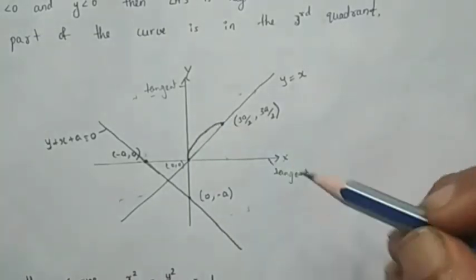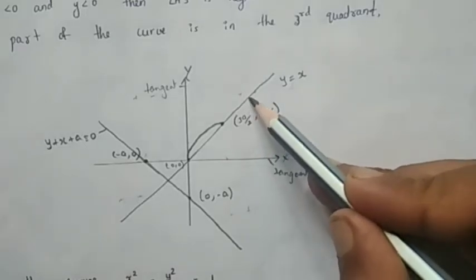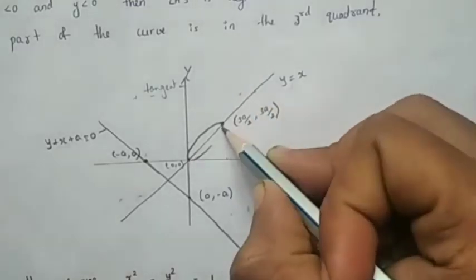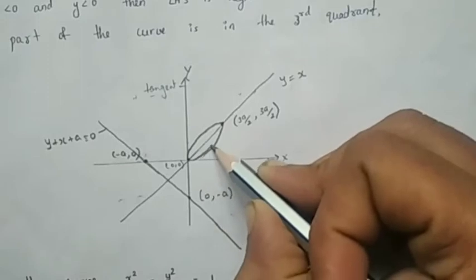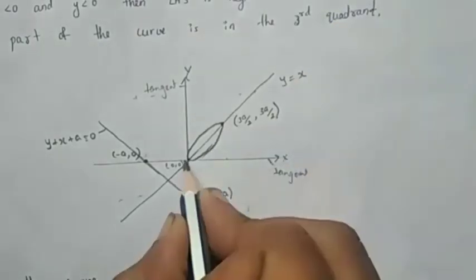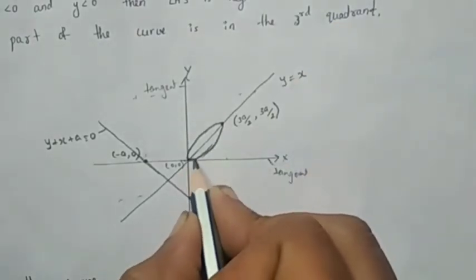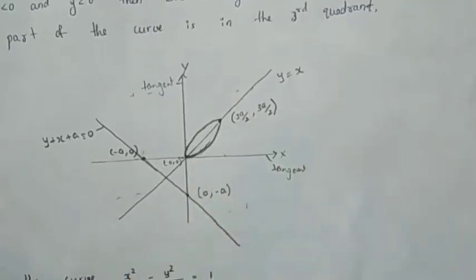And the curve is symmetric about this line. So, we draw a curve like this. Okay, the x-axis is the tangent. The curve touches the x-axis.